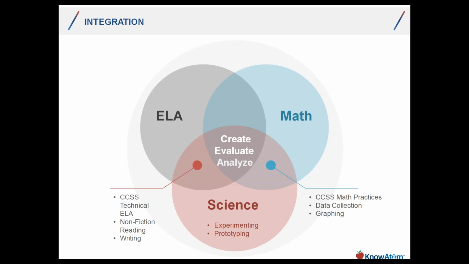So let's take a look at this. So one, help your teams really think about the integration of areas. The things within the Next Generation Science Standards that are really only science time on learning is the experimenting and prototyping. Everything else about these standards is getting at Common Core State Standards for math or Common Core State Standards for technical ELA. There's nonfiction reading, nonfiction writing, opportunities for data collection and graphing. That's the way we view it.